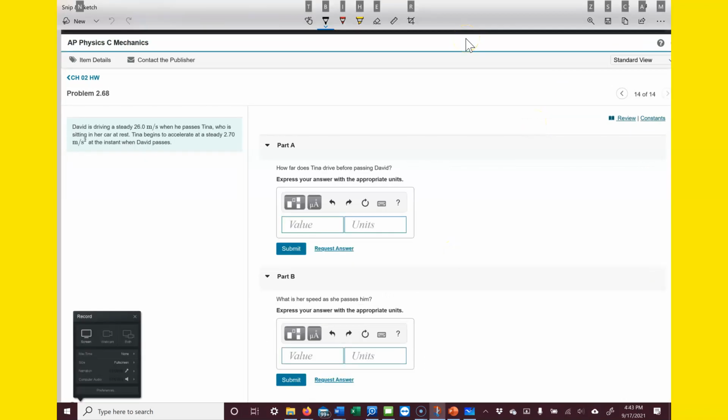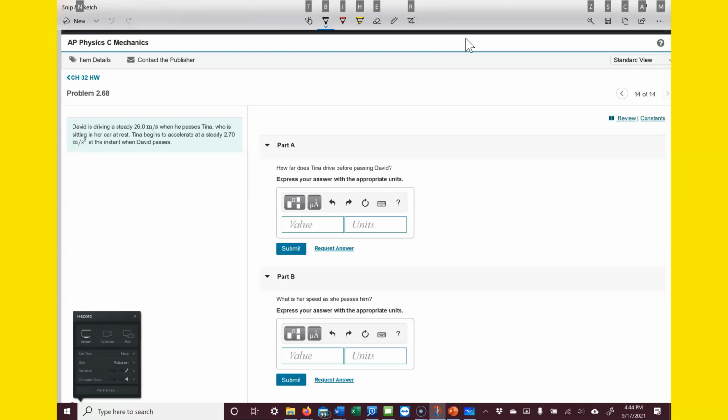All right, number 14. David is driving a steady 26 meters per second when he passes Tina, who is sitting in her car at rest. Tina begins to accelerate at a steady 2.7 meters per second squared at the instant when David passes. How far does Tina drive before passing David? I remember doing a problem like this in the lecture, I believe, but let's do this.